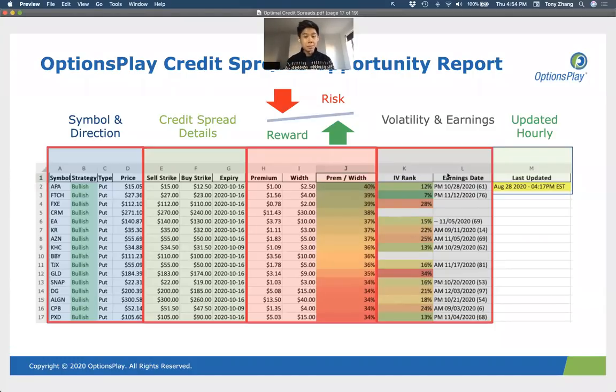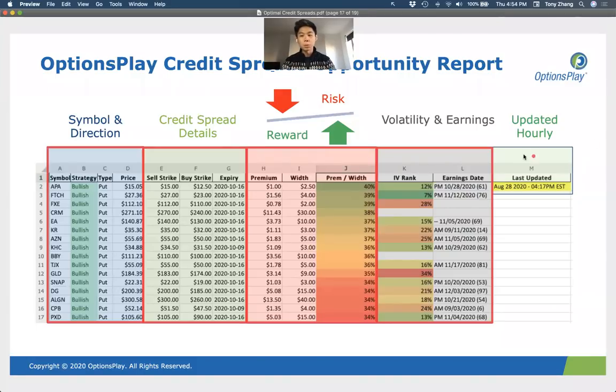Now, with earnings season coming up right now, it's a little harder to avoid. So maybe sometimes you could sell a 45-day option on something that doesn't report earnings for another 20 or 30 days. That's fine, because you're likely going to exit the trade before that earnings date, but it's important that you know what the IV rank and the earnings dates are.